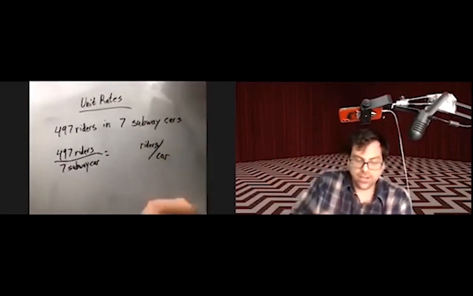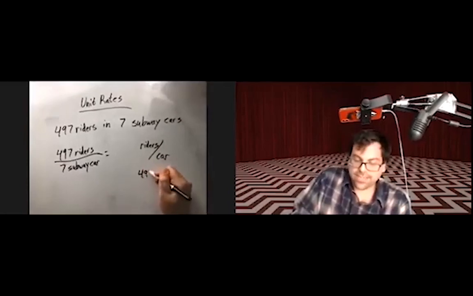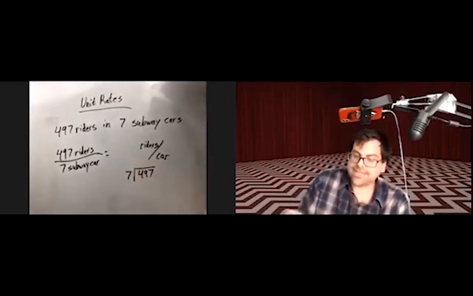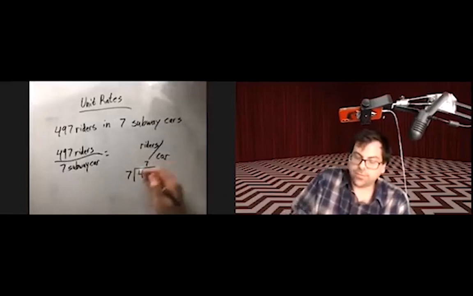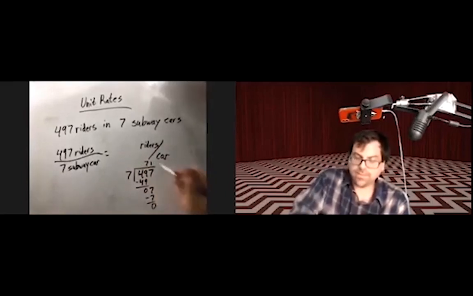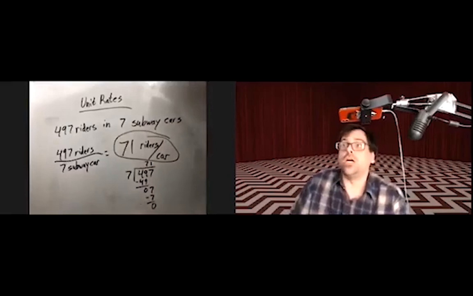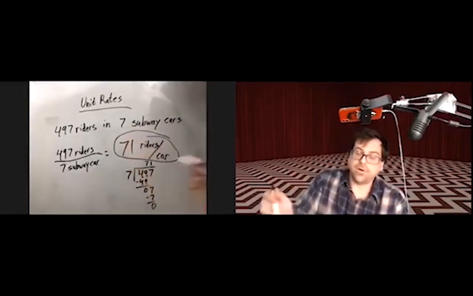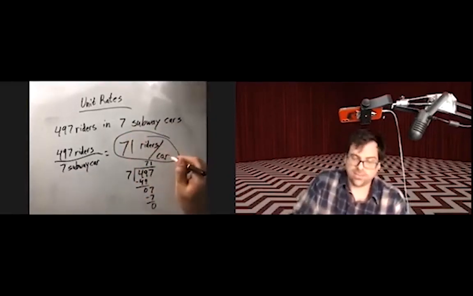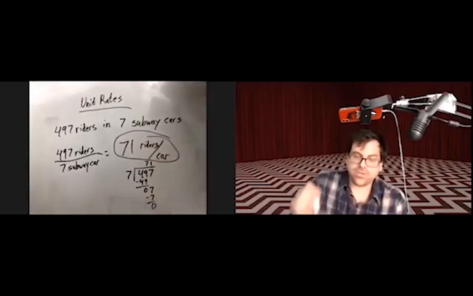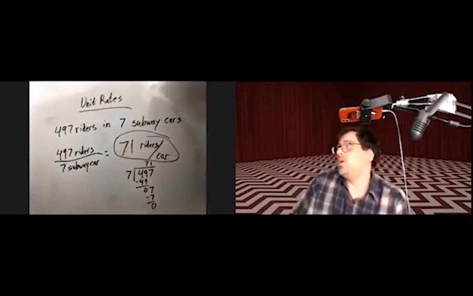How do we get that? We divide. 497 divided by 7. 7 goes into 49 7 times. 7 goes into 7 once. So 71 riders per car. Unit rate, single number, single car. How many riders per single car? 71.